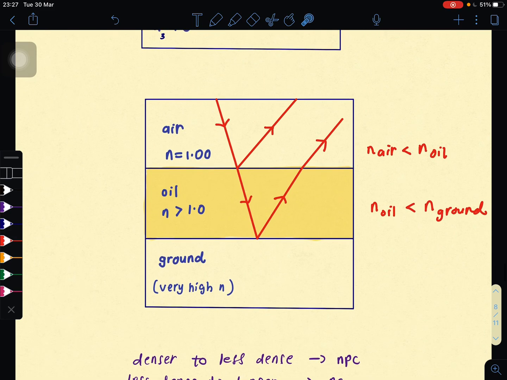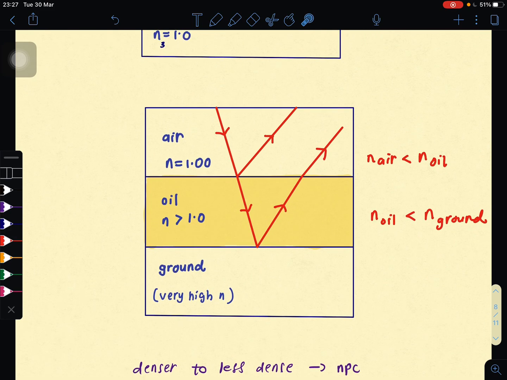Okay, so we look at the second one, where we have air, oil and ground.